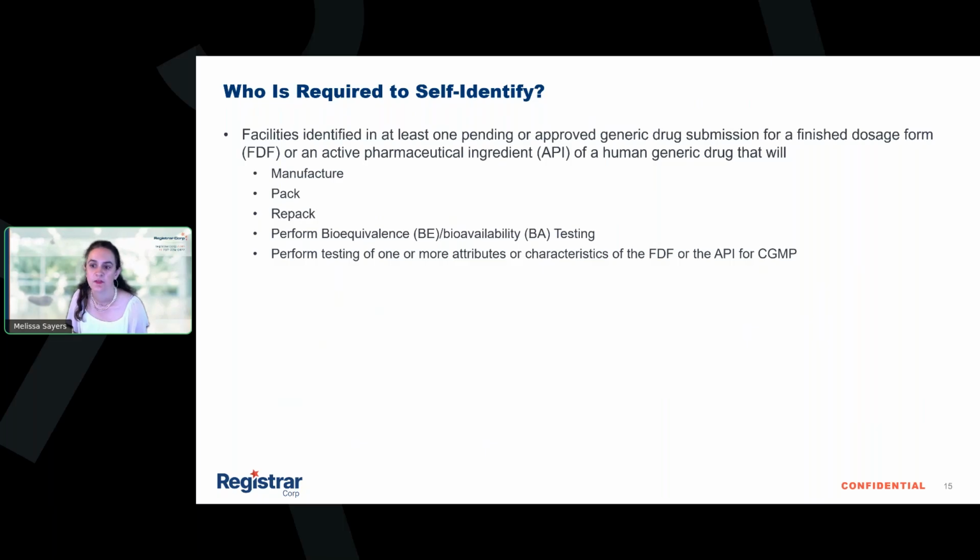The following types of generic industry facilities, sites, and organizations are required to self-identify with FDA. Facilities that manufacture or intend to manufacture human generic drugs, active pharmaceutical ingredients, or finished dosage forms, or both. GDUFA defines a facility as a business or other entity under one management, either direct or indirect, at one geographic location or address, engaged in manufacturing or processing an active pharmaceutical ingredient or a finished dosage form.